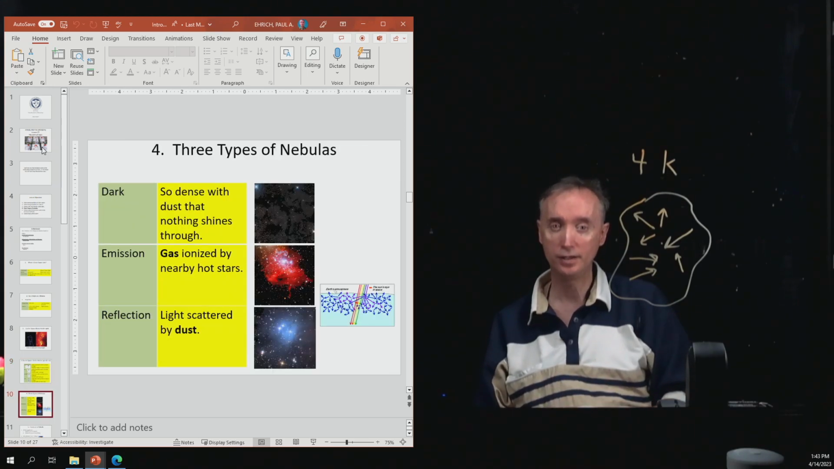Okay, similarly, there are 3 different kinds of nebulas. You have a dark nebula, the Emission Nebula, and then the Reflection Nebula. I'm not going to concentrate on that, so let's just skip this, but notice that there are different kinds of nebulas.